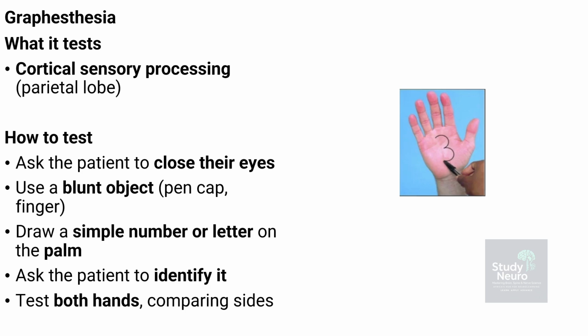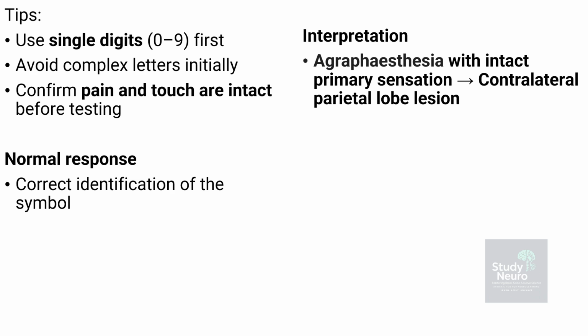After each tracing, the patient is asked to identify the symbol, and both hands are tested to allow side-to-side comparison. A normal response is accurate recognition of the traced symbol. When a patient is unable to identify the symbol despite intact pain and touch sensation, this indicates agraphesthesia, pointing to a contralateral parietal lobe lesion.